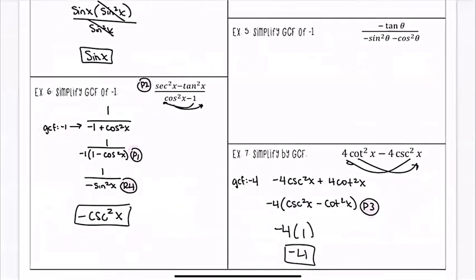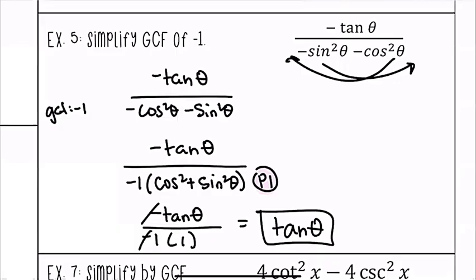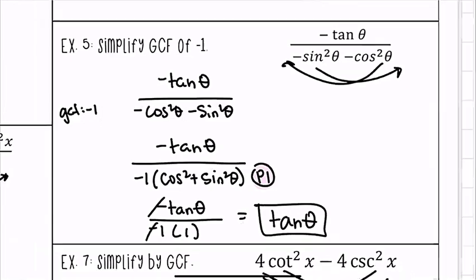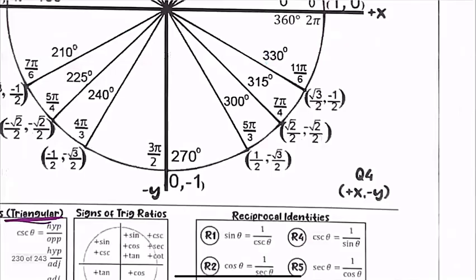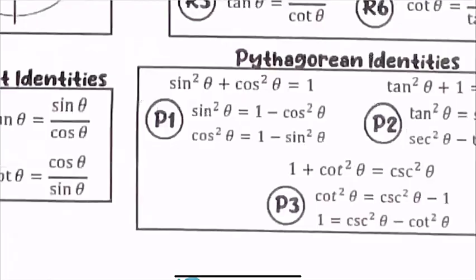Perfect. Okay, try number 5 last here, and then come back when you're ready to check it. Here is our answer. In the top, I did not have a plus or a minus, so I just kept my negative tan the same. In the bottom, I did have a minus sign, so I knew I had to use a P. I had cosine squared and sine squared, so I looked over here, and that was P1.